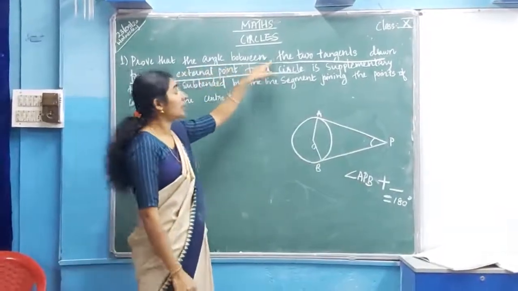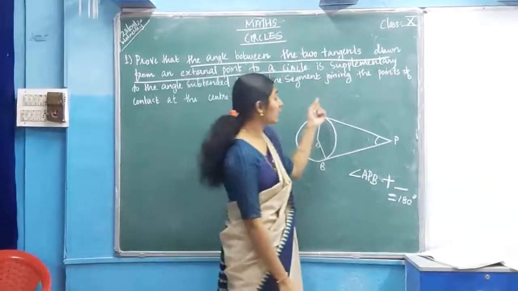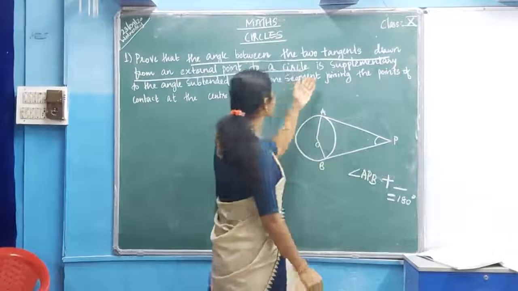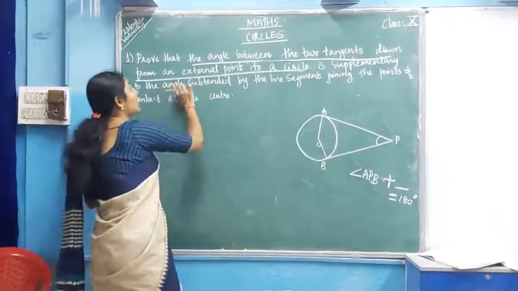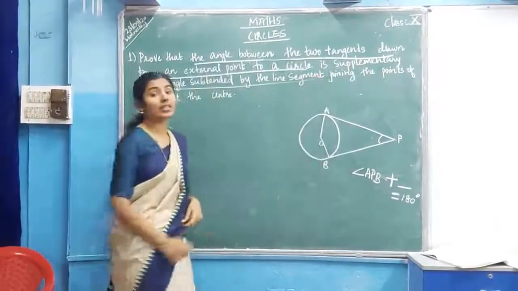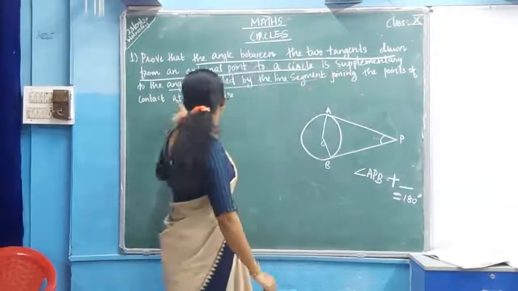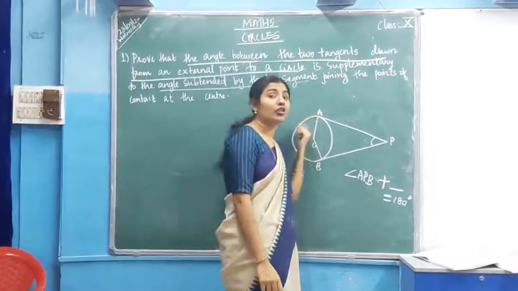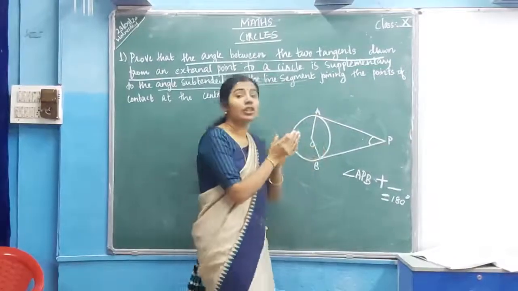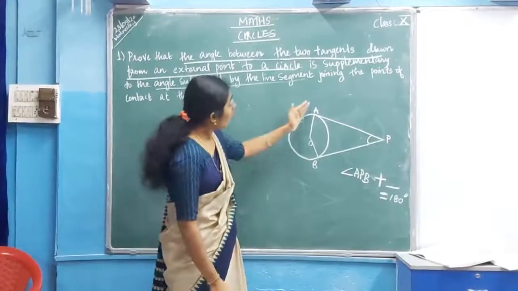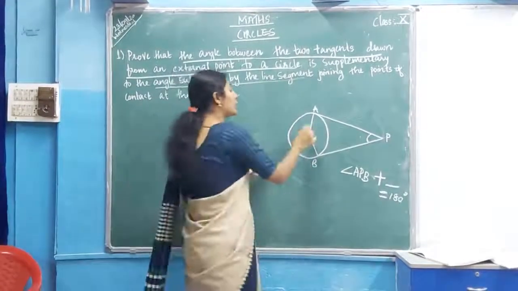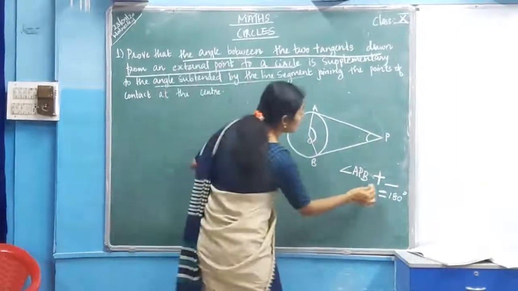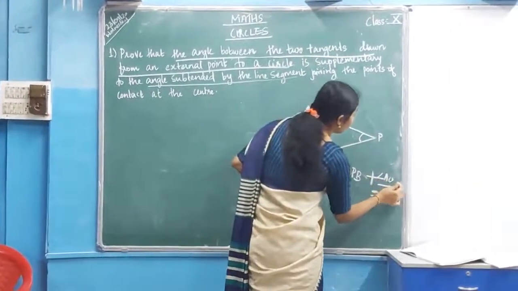So first of all, read again. The angle between two tangents means what is that? Angle APB is supplementary to which angle? To the angle subtended by the line segment joining the points of contact at the center. Points of contact, when you join with the center, you will get two line segments. Which are they? OA and OB. So which is the angle formed on this line segment? That is angle AOB.